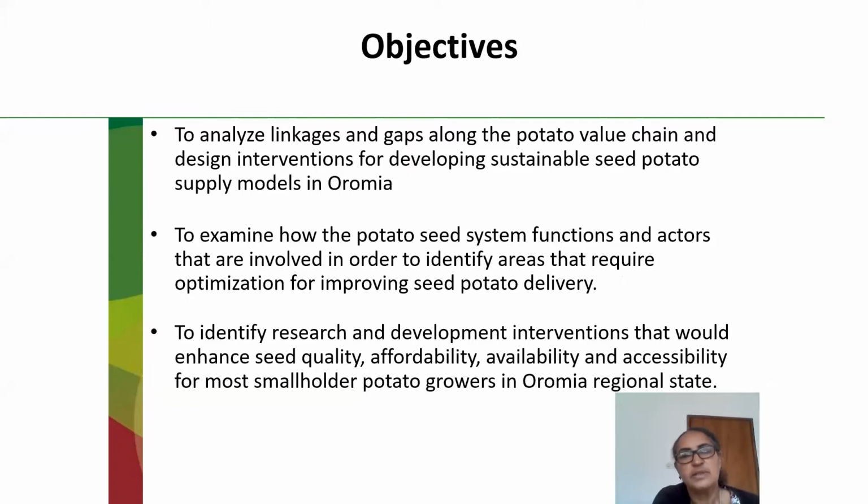So the objectives of this study were to analyze linkages and gaps along the potato value chain and design interventions for developing sustainable seed potato supply models in Oromia region; to examine how the potato seed system functions and the actors that are involved, in order to identify areas that require optimization for improving seed potato delivery in the region; and to identify research and development interventions that would enhance seed quality, affordability, availability, and accessibility for most smallholder potato growers in the Oromia regional state.